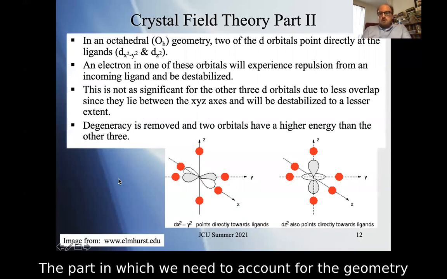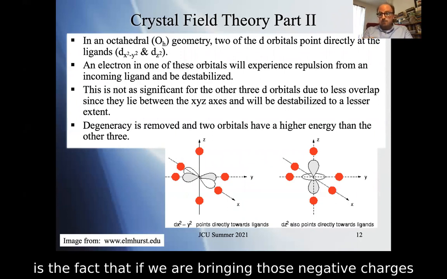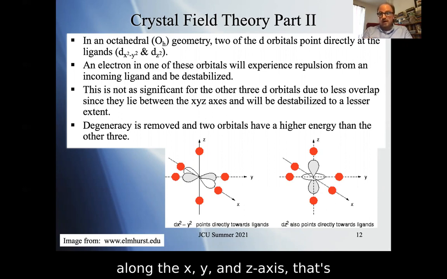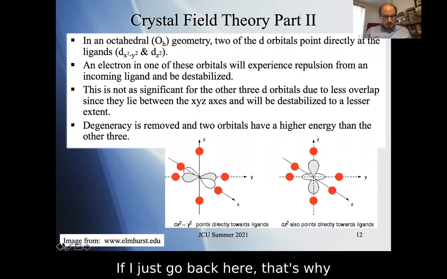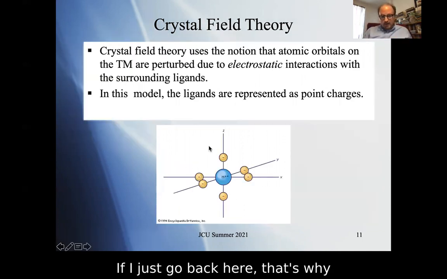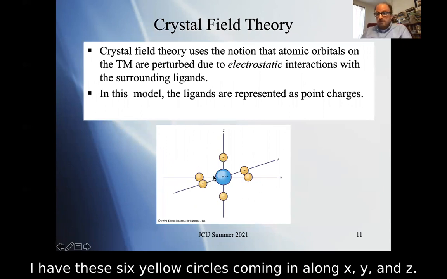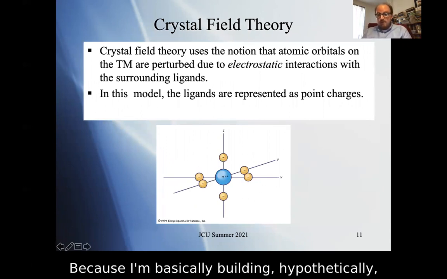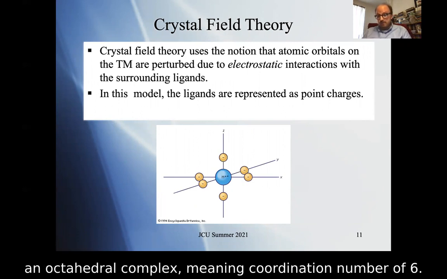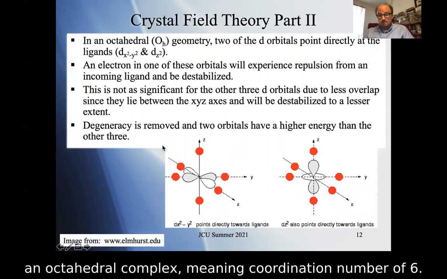Now, the part that we need to account for the geometry is the fact that we are bringing those negative charges along the x, y, and z axis, right? That's how we're orienting the complex. If I just go back here, right? That's why I have these 6 yellow circles coming in along x, y, and z, because I'm basically building, hypothetically, an octahedral complex, meaning 6, coordination number of 6.